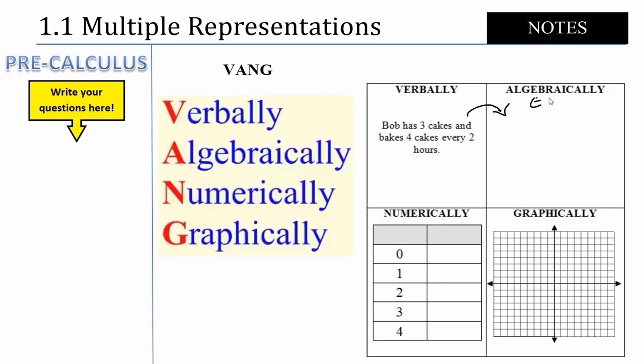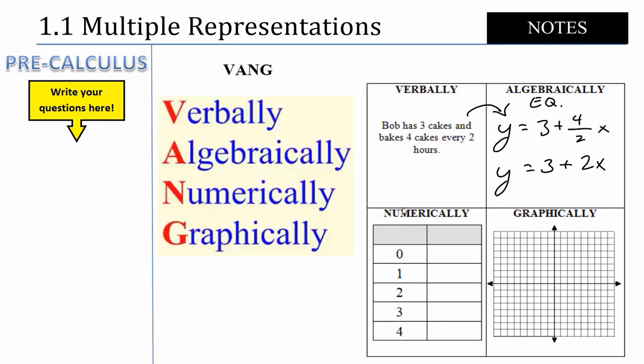Algebraically is usually an equation, okay? And in this case, I want to write an equation, y equals, well, he starts with 3 cakes, so 3, plus he has 4 cakes every 2 hours, all right? And x is the amount of hours. So if I want to simplify this, I get 3 plus 2x, so he bakes 2 cakes every hour. That's what this means, 2 every hour. All right, so there's our equation, algebraically represented there.